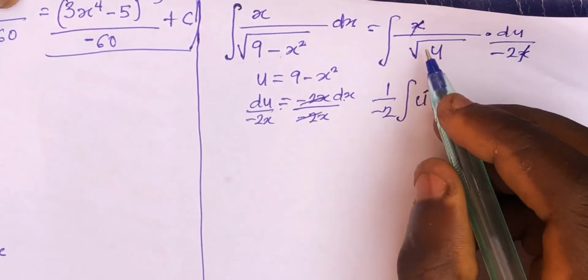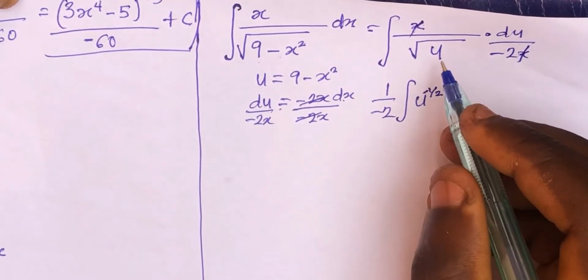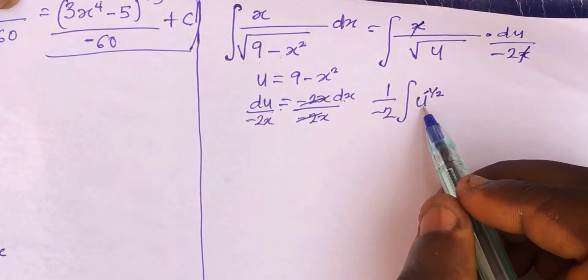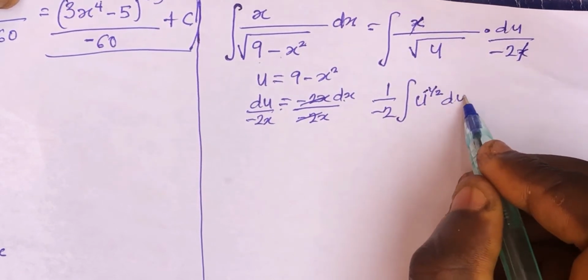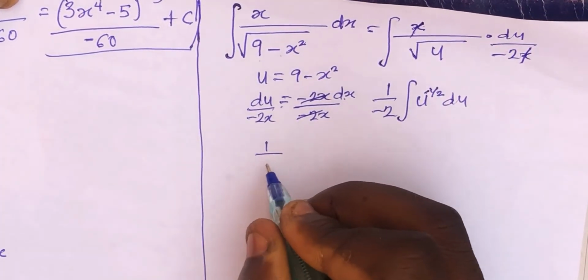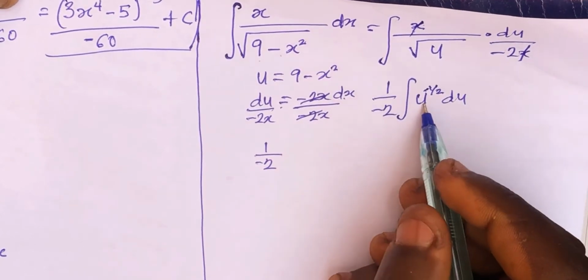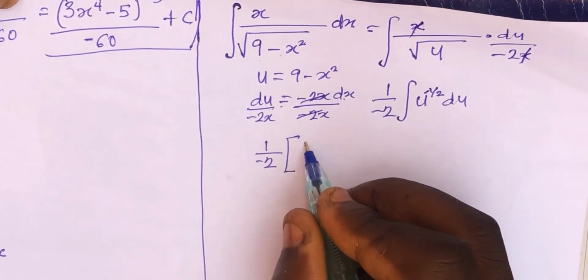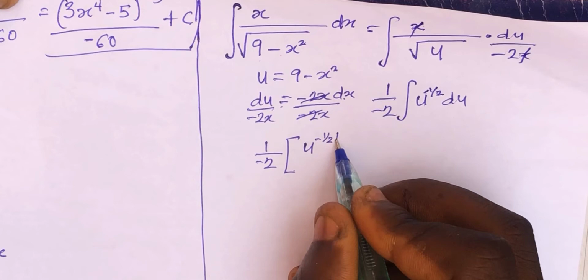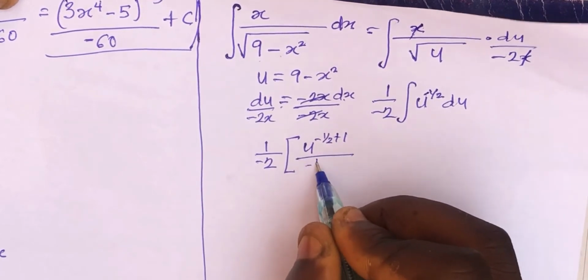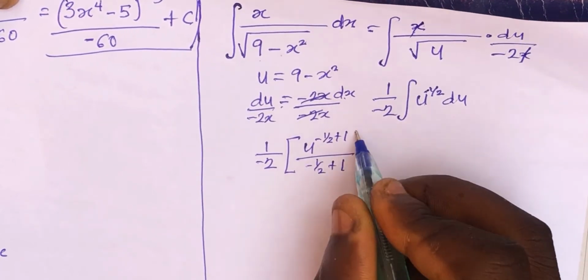If we take the inverse, this is known as minus 1 over 2, right? So if we take the inverse, we're having u raised to the power minus half du, right? So we are having 1 over minus 2. Integrating this, that's the same thing as u raised to the power minus 1 over 2 plus 1, right? Divided by minus 1 over 2 plus 1.